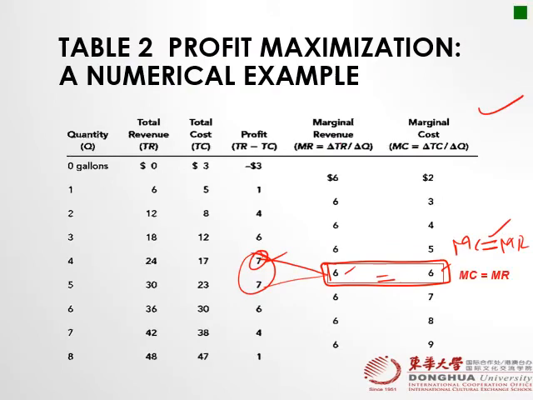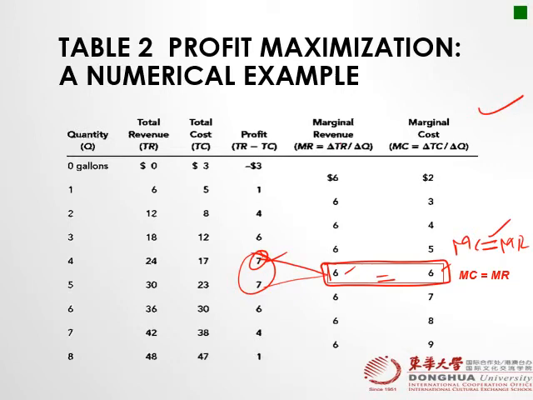So I have pasted table 2 from your book, and what it says, we have the quantity in gallons, we have total revenue, we have total cost, right? So how can we find the total profit? Total profit is equal to total revenue minus total cost. So where did this minus 3 come from? 0 minus 3, right? 6 minus 5, 1. 12 minus 8, 4, right?